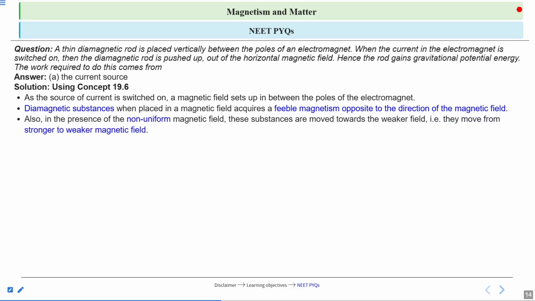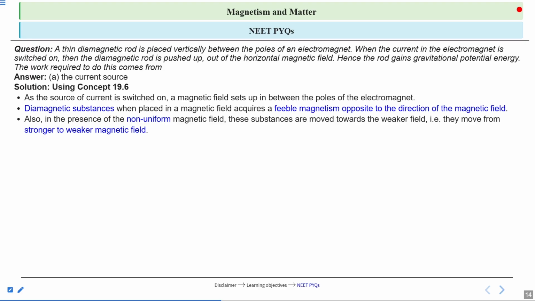They acquire a feeble magnetism opposite to the direction of the magnetic field. Also, when there is a non-uniform field, the diamagnetic substances tend to move from strong magnetic field to the weaker magnetic field. Because the magnetism they have induced is opposite to the direction of the magnetic field, in a non-uniform magnetic field they are repelled by the field. So they move from the strong magnetic field region to the weaker magnetic field region.